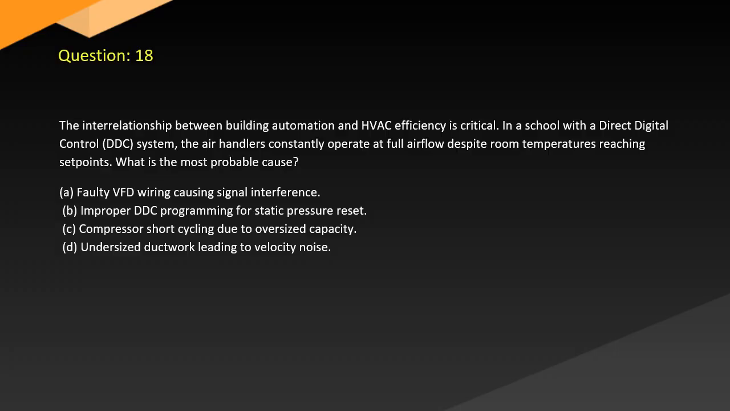Question 18. The interrelationship between building automation and HVAC efficiency is critical. In a school with a direct digital control (DDC) system, the air handlers constantly operate at full airflow despite room temperatures reaching set points. What is the most probable cause? A. Faulty VFD wiring causing signal interference. B. Improper DDC programming for static pressure reset. C. Compressor short cycling due to oversized capacity. D. Undersized ductwork leading to velocity noise.